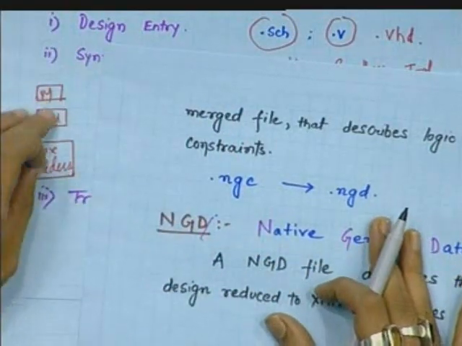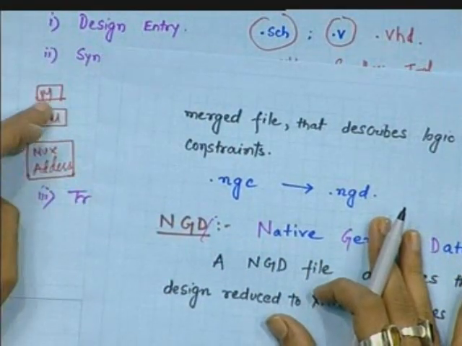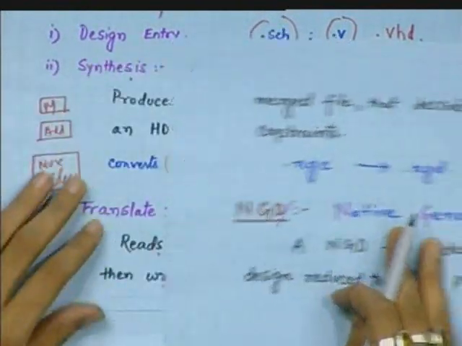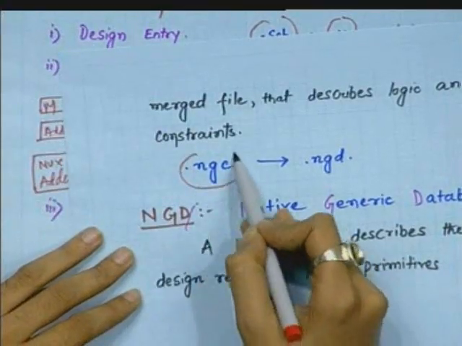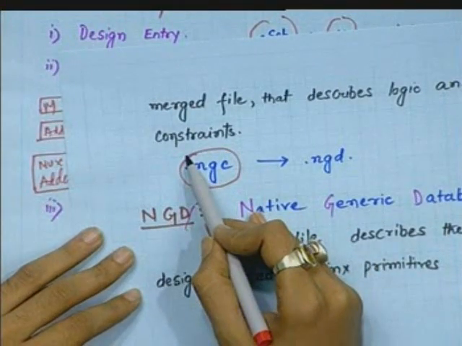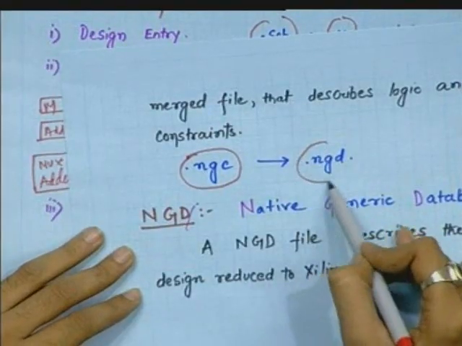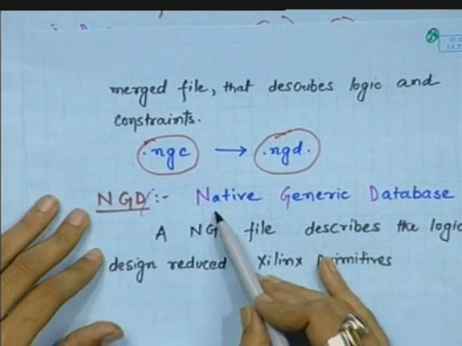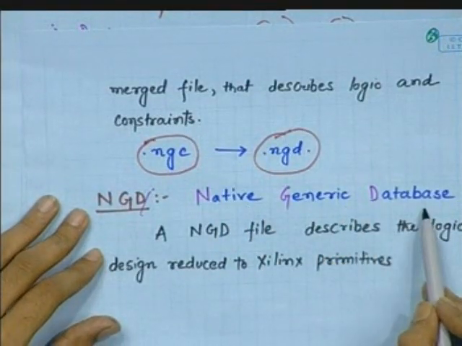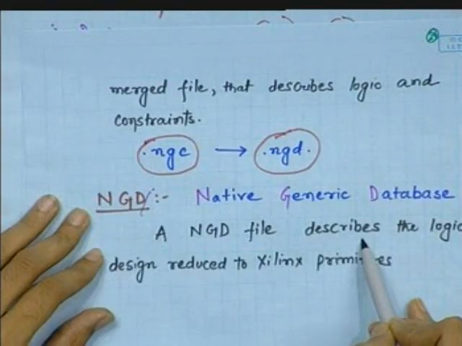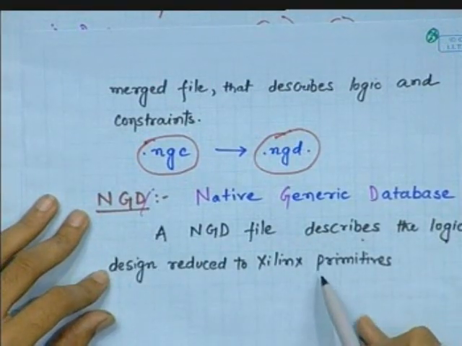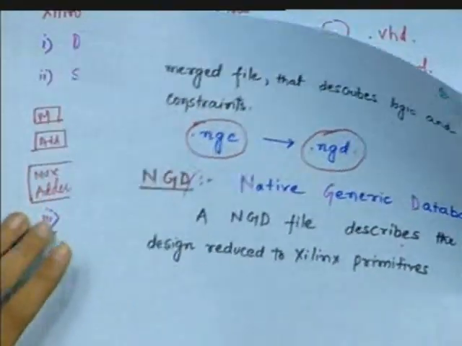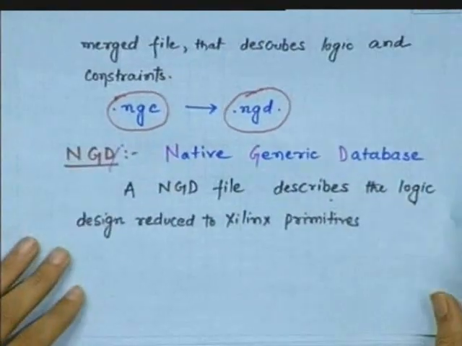Just read this means it links all the logic files. So what translate does is take the .ngc from the XST, the synthesis tool, and give a .ngd file. What is NGD? NGD is native generic database file. It describes the logic design reduced to Xilinx primitives. Okay, now we are going to the board, towards the device.